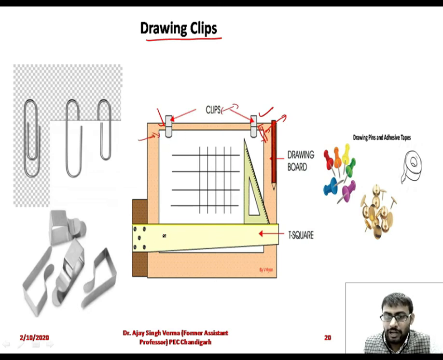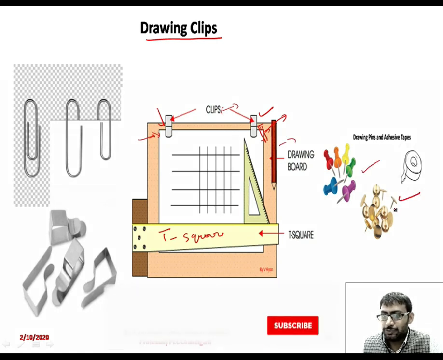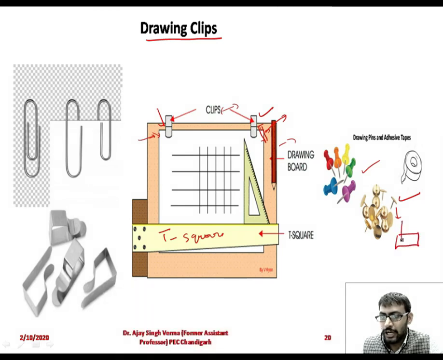And this is the T-square, basically to draw the horizontal lines. We already talked about it in the previous slides. And these are the pins. These pins are inserted in your drawing boards.